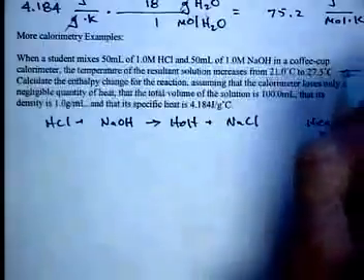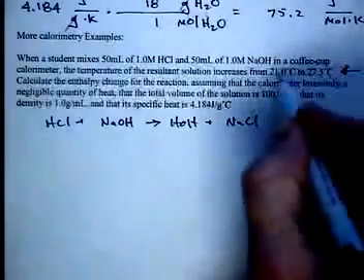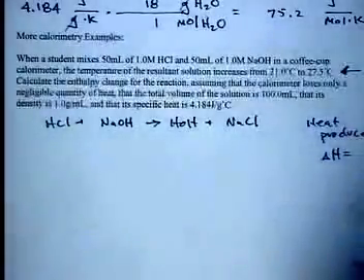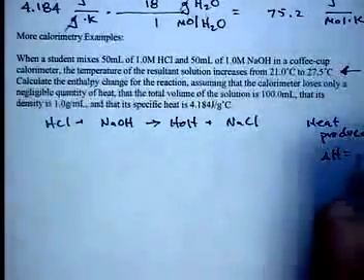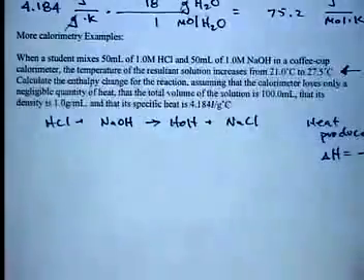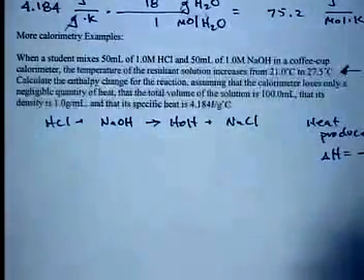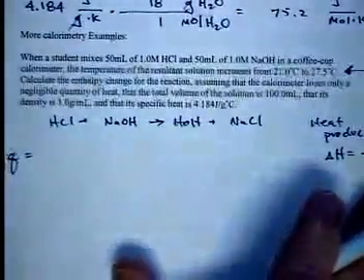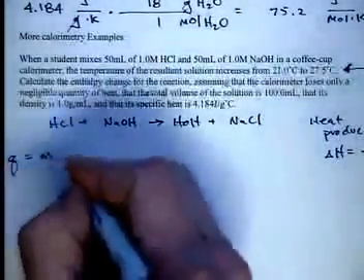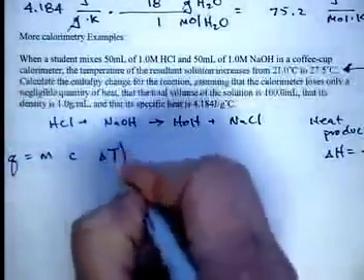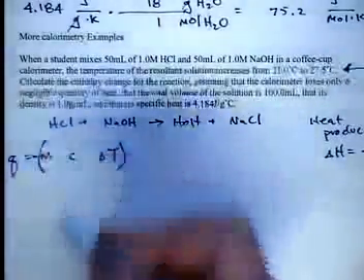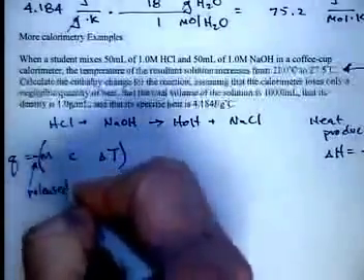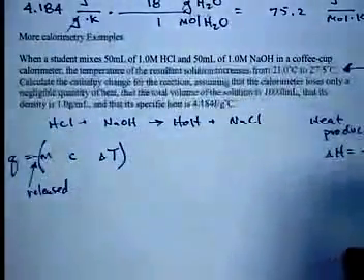Notice that the temperature rises. If the temperature goes from 21 to 27.5, we can assume that the enthalpy change is going to be negative. In other words, it's going to be an exothermic process. To find this, we can use the equation Q is equal to mass times specific heat times change in temperature. But we should put a negative sign in front of it because we know that heat is released, or it's heat produced in this particular reaction.